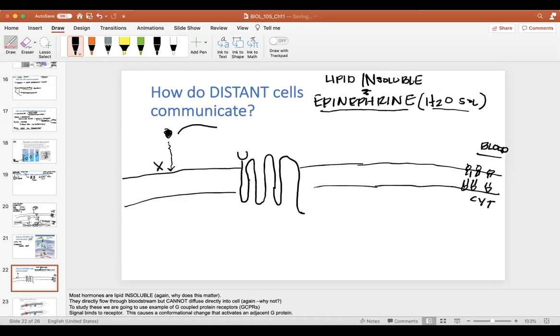But you can see that what's going to happen is that this fits beautifully there. Now, when this binds, it's going to cause a conformational change, and it's actually going to create a little kick. This little leg here is going to kick up as part of the conformational change. Why is that important? Well, it turns out that this receptor is right next door to a protein called a G protein. All right, so let's write that down. G protein.